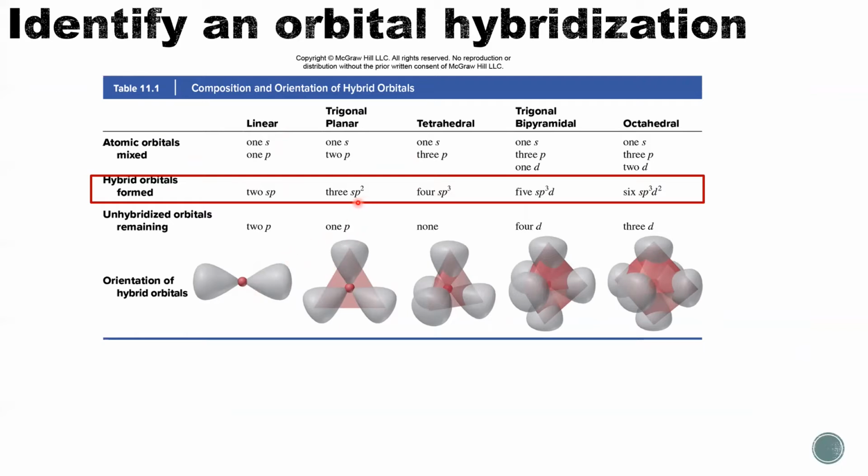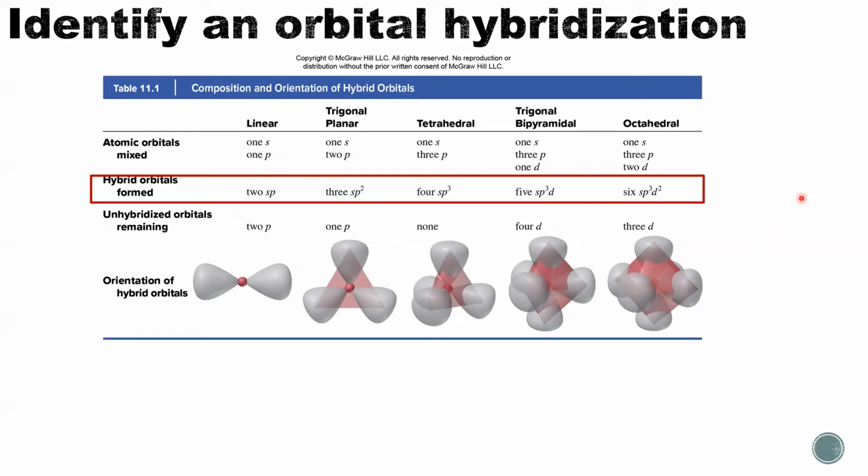If we have 1s and 2p orbitals, we have sp2 hybridization, which is trigonal planar. If it's sp3 hybridization, it's a tetrahedral shape. If it's sp3d hybridization, it's a trigonal bipyramidal shape. If it's sp3d2 hybridization, we have the octahedral shape. In General Chemistry 1, you only need to know these 1, 2, 3, 4, 5 different types of orbital hybridization.